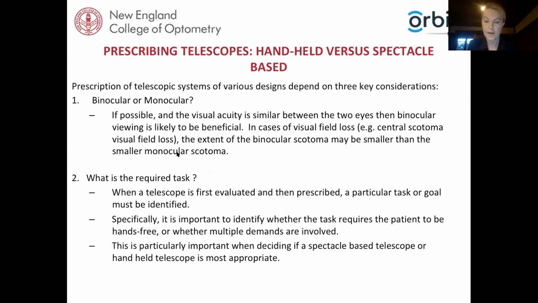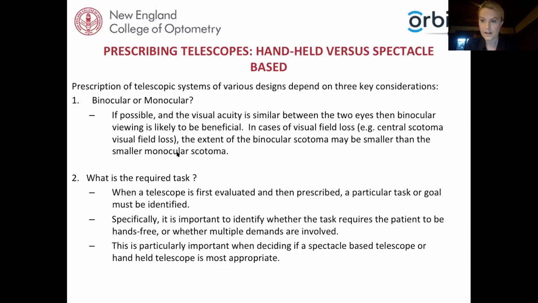You might prescribe a telescope, and we often do, for the better seeing eye. But if that better seeing eye also has a large blind spot in it that the other eye doesn't have, the patient might be better off doing the task with both eyes together. So that's your first decision in prescribing. Do you want a binocular system or monocular system? The next question you have to decide is really, what is the task and the demand involved in the task?